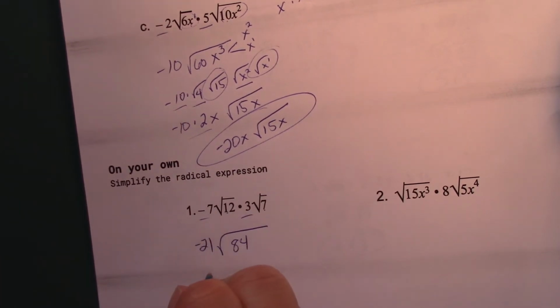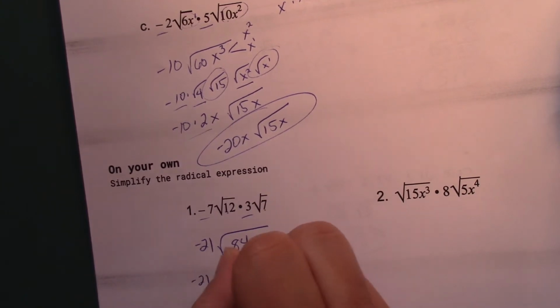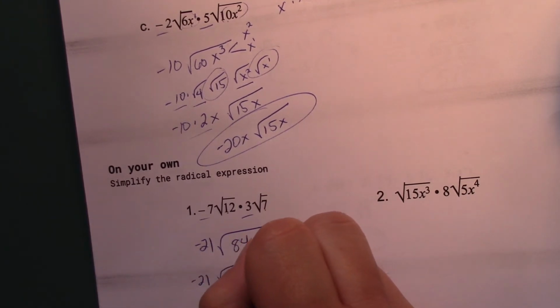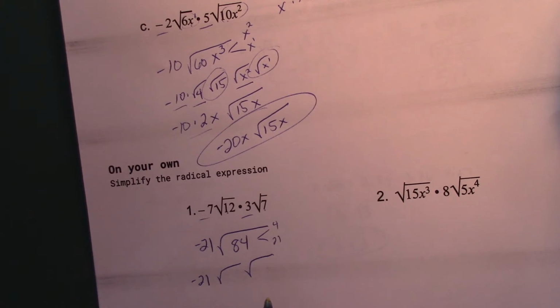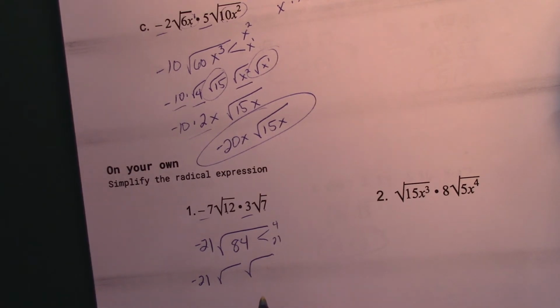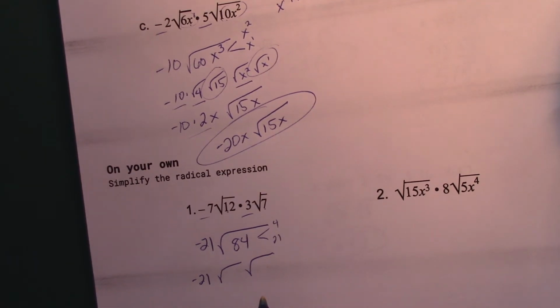Okay, and then I start thinking, how can I break this down? Negative 21. Right, I'm going to break 84 down into 4 and 21. Okay, and if I try and think of 9 times 9 is 81, so that doesn't fit. 16 times 4 is 64, times 5 is 80, so that doesn't work. 25 is not going to fit. 36 times 2 is 72.